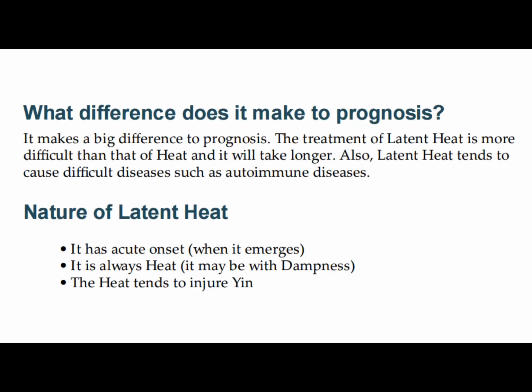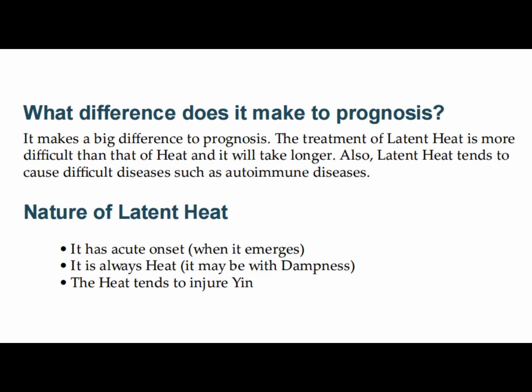What difference does it make to prognosis? It makes a big difference to prognosis. The treatment of latent heat is more difficult than that of heat, and it will take longer. Also, latent heat tends to cause difficult diseases like autoimmune diseases.